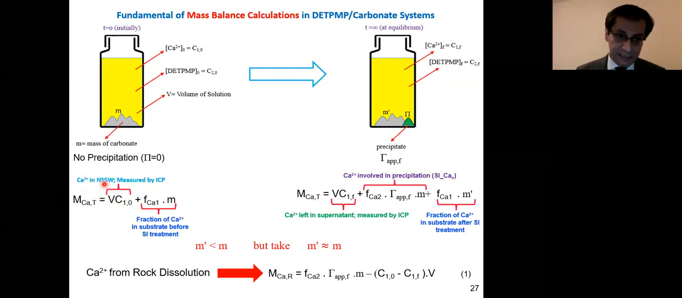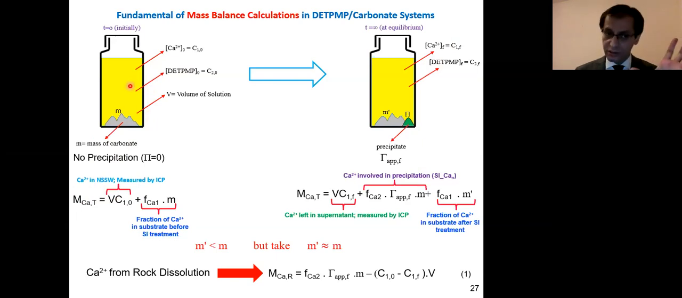If we write down the mass balance for calcium in both systems, the total calcium in the first system is the calcium first in North Sea water, which is measurable by ICP, the inductively coupled plasma method, and some calcium which we have in the matrix of the substrate. On the other hand, after the experiment finishes, we have some calcium left in the supernatant, some calcium involved in precipitation, and some calcium which has been dissolved, which has been left in the chemical structure of the substrate.